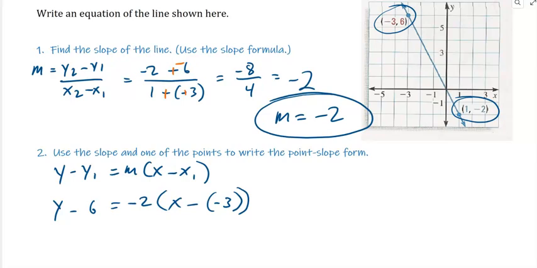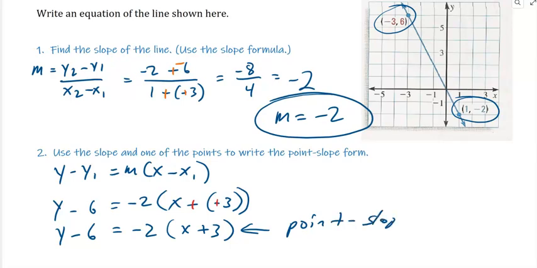Now, the only thing wrong with this is we've got this x minus -3, so we're going to clean that up. So this would be -2 times x plus 3, because we're adding the opposite. So that's why that's x plus 3, and over here, y minus 6. So that is in point-slope form. All the parts are there.